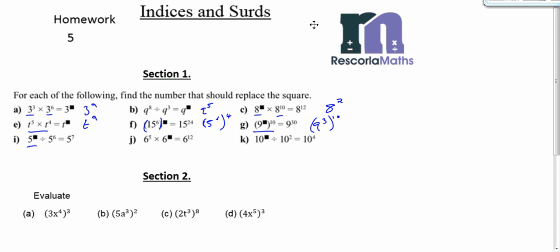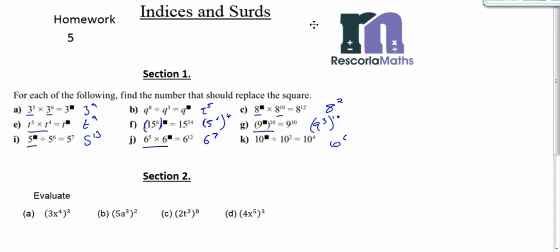Now, I've got this number here, and because I'm dividing, I'm going to subtract the powers. So something take away 6 makes 7, so therefore that's going to be 5 to the power of 13. Again here, I'm going to add the powers because it's multiplying. So 6 to the power of 5 times by 6 to the power of 7 makes 6 to the power of 12. And finally, 10 to the power of something divided by 10 to the power of 2, so I'm going to subtract the powers, so therefore it's going to be 10 to the power of 6.